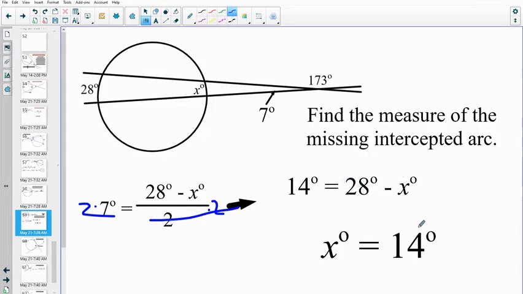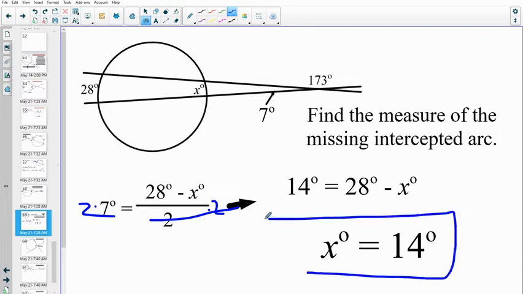I suppose there's algebra here. You could add x to both sides and then subtract 14, or subtract 28 and divide by -1. But really, the question is 28 minus what equals 14? So the answer is 14. 28 minus 14 is 14. And so that is what we are looking for.